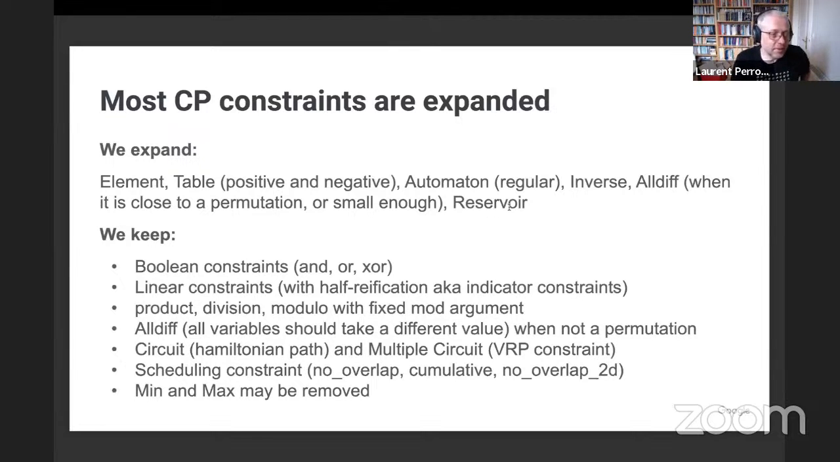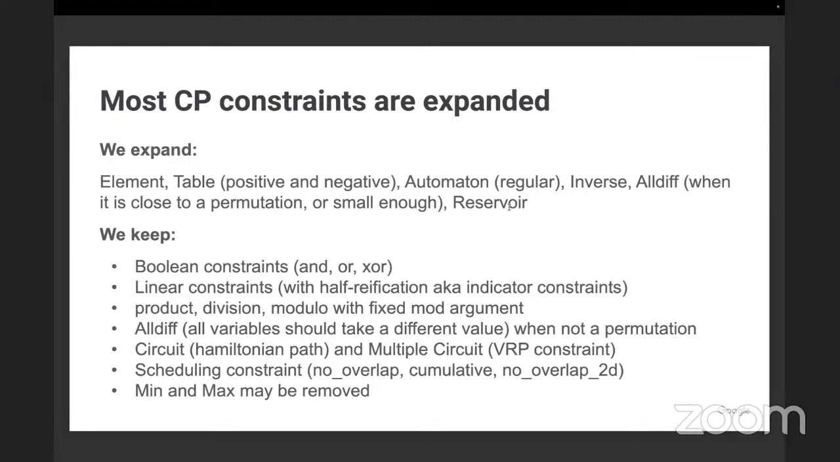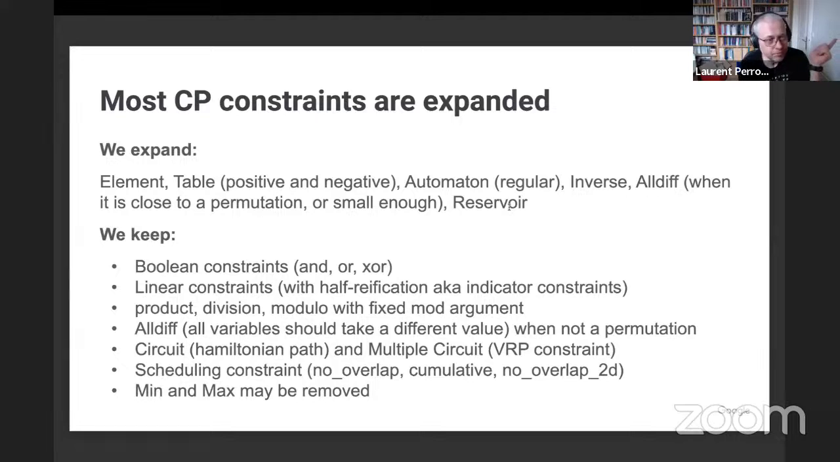So when I present that to the CP community, the bad news is that actually I really do not use a lot of CP constraints. So CP constraints, the most well-known are element and tables. None of them pass through the presolve. They are all expanded into inequalities and table and clauses. Automaton or regular, this one is expanded. The inverse is trivially expanded.